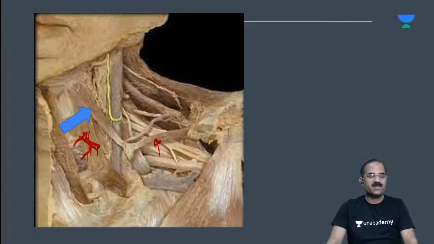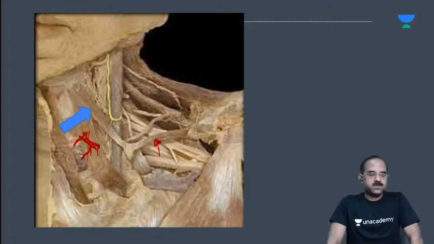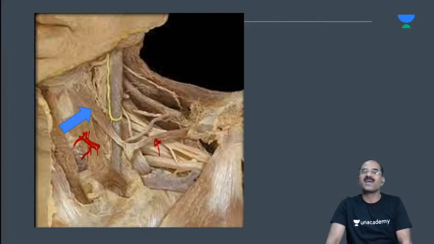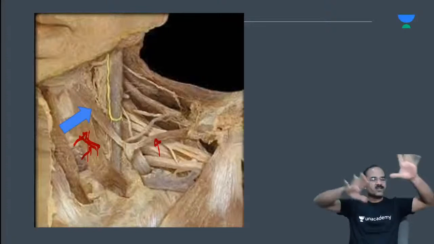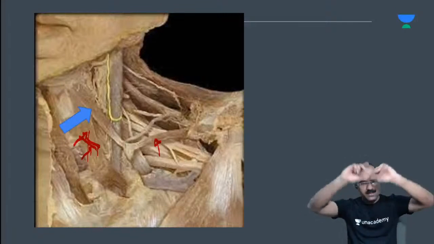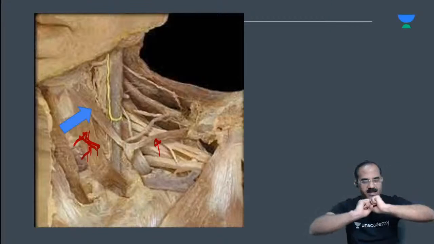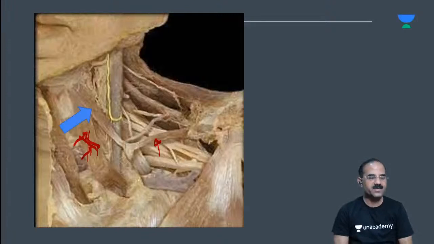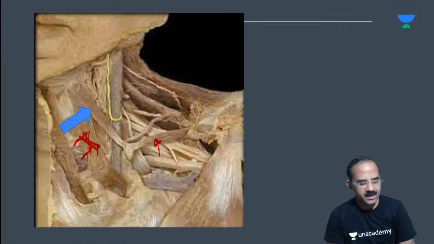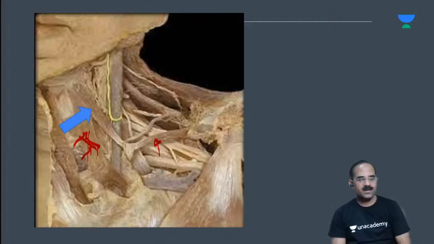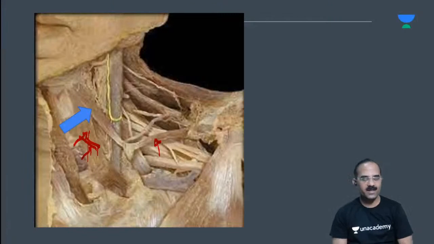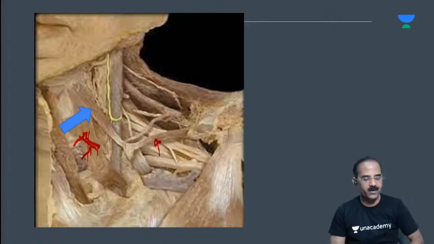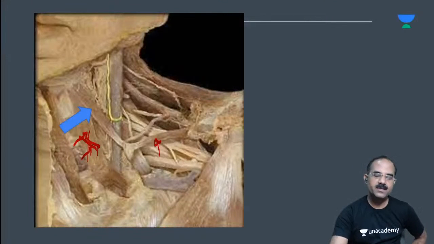Nerve supply? Ansa cervicalis. Very good, ansa cervicalis. So all the strap muscles are supplied by ansa cervicalis except one strap muscle which is not supplied by ansa. Who's that? All the strap muscles are supplied by ansa cervicalis except thyrohyoid. Very good. Thyrohyoid is supplied by C1.